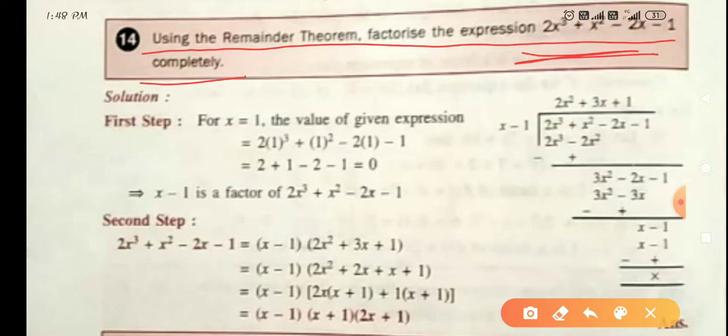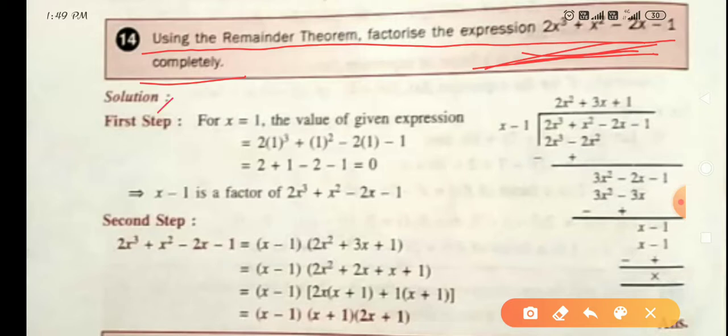From your side, you can put x equals 1, x equals 2, x equals minus 1, x equals minus 2, any one value. Now the value should be such that the value of this polynomial should be 0 by putting that value of x. Means if you put the value of x, then this expression should become 0.